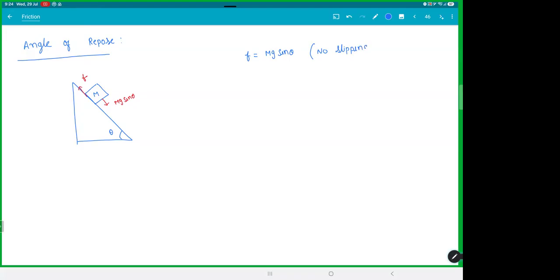If someone says the block is not slipping, then friction is exactly giving what is required, which is mg sine theta. And then we know the friction must be less than or equal to the maximum, mu into mg cos theta. So from here we get mu should be greater than or equal to tan theta, or tan theta is less than or equal to mu. This is the condition for no slipping. If your tan theta is less than mu, then the block won't slip. So this angle is called the angle of repose. Yeah, basic standard, nothing much.